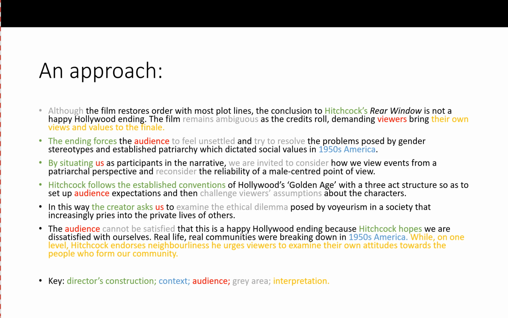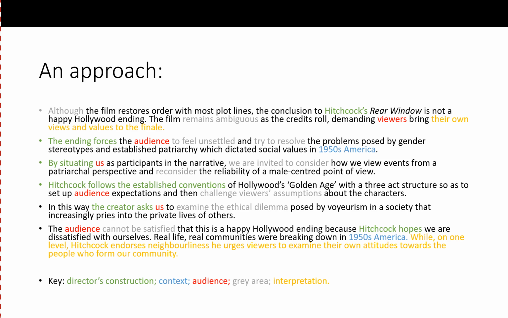The conclusion to Hitchcock's Rear Window is not a happy Hollywood ending. Is there grey area there? Not really. I'm acknowledging one point, but here I'm saying it sits about here. I'm not going whole hog and saying, no, it's not, what are you talking about, Hollywood happy ending? I'm saying, yes, you could argue that case, but I'm not going to argue it. Wherever you fit, as long as you're not at the extremes, I think that gives you a chance to explore your ideas and demonstrate complex thinking.